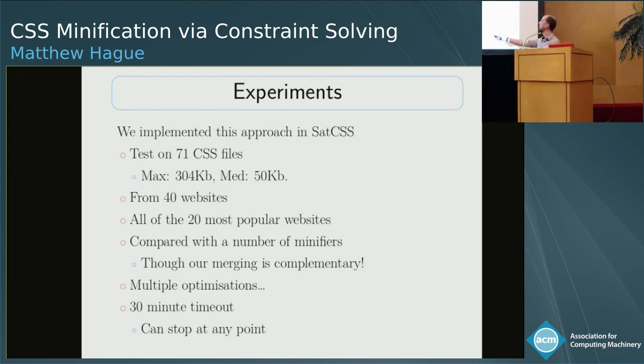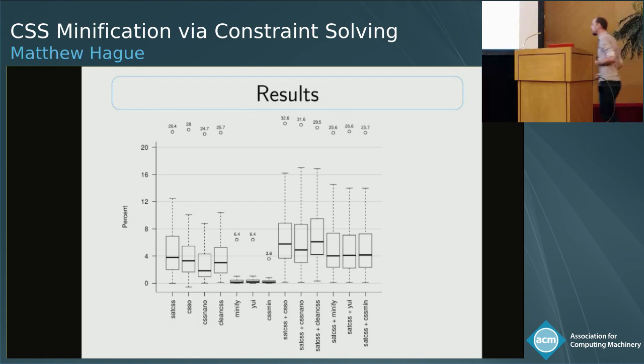And we compared it with as many minifiers as we could find. But a key point I want to make is that we're actually not doing the same thing. We're not doing the syntactic rewrite. We're doing a whole different kind of optimization. So really, we're doing a complementary approach. We let the tool run for up to 30 minutes. But I'm going to show you a slide later just to prove that 30 minutes is not cherry-picked. It's just a number that we plucked out of the air before we started. And the key point is you can stop at any point and just take however much progress it's made at that point. OK, so these are the results.